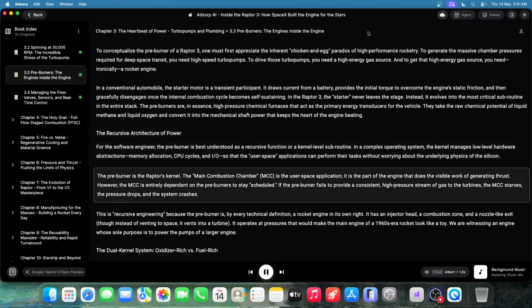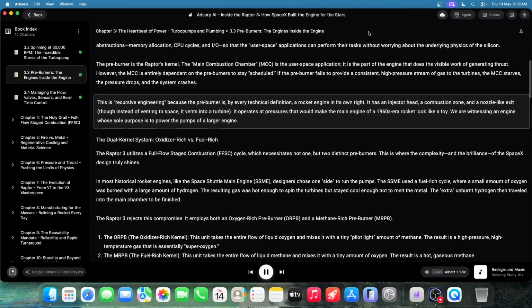The preburner is the Raptor's kernel. The main combustion chamber, or MCC, is the user space application. It is the part of the engine that does the visible work of generating thrust. However, the MCC is entirely dependent on the preburners to stay scheduled. If the preburner fails to provide a consistent, high-pressure stream of gas to the turbines, the MCC starves, the pressure drops, and the system crashes.